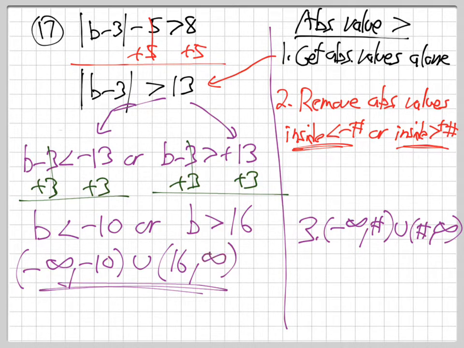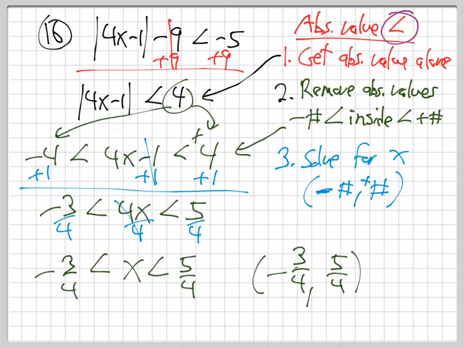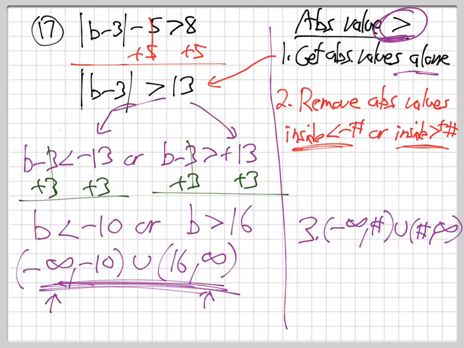The absolute value greater problems always end up having the infinities. They always end up having two sets of parentheses and infinities on the ends, whereas the absolute value less just ends up being one set of parentheses, no infinities. So if we go back to find that answer, you'll see that it's answer A. All right, let's go forward to number 18.